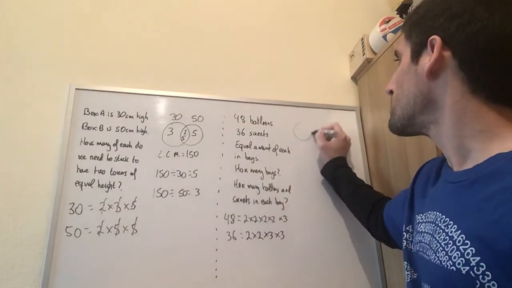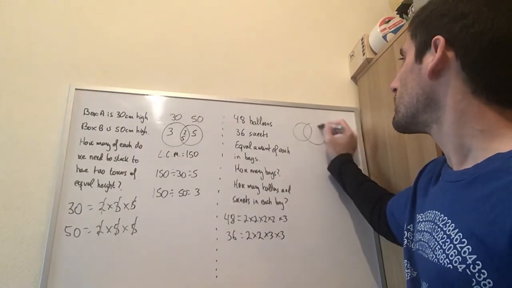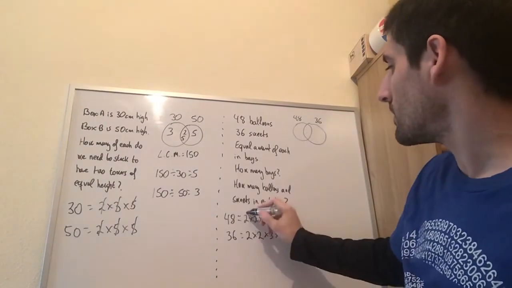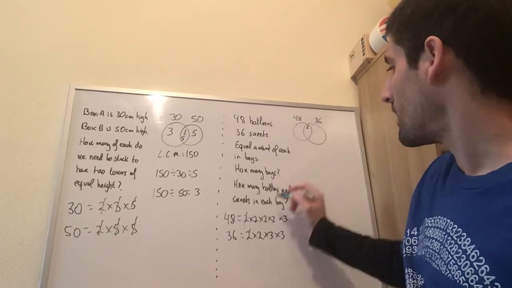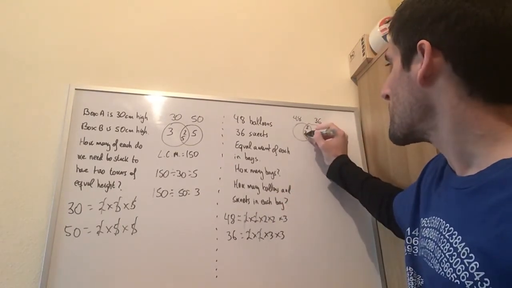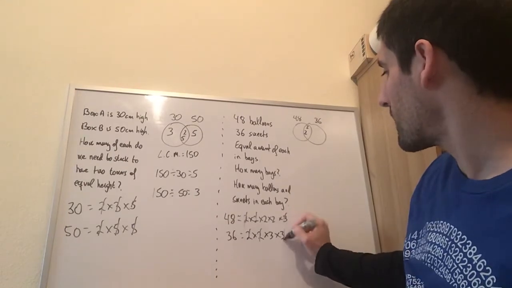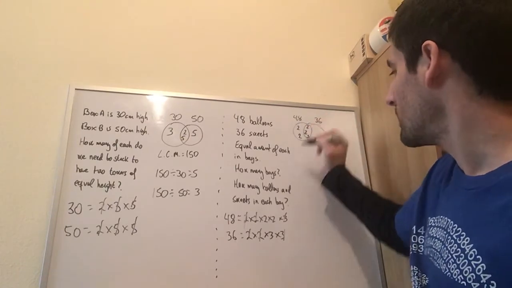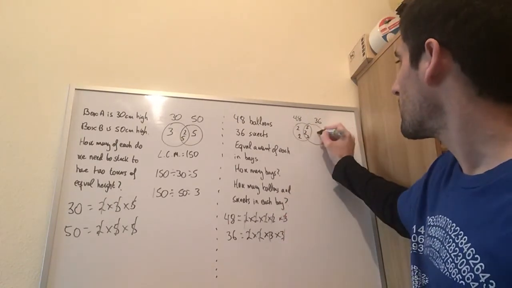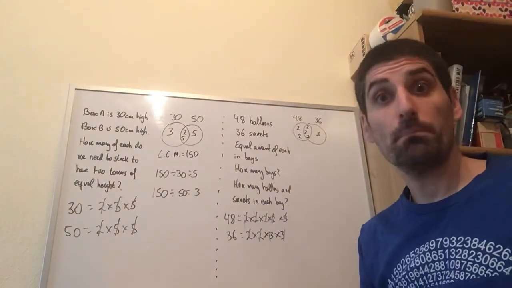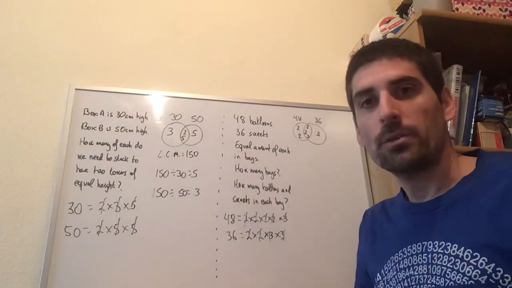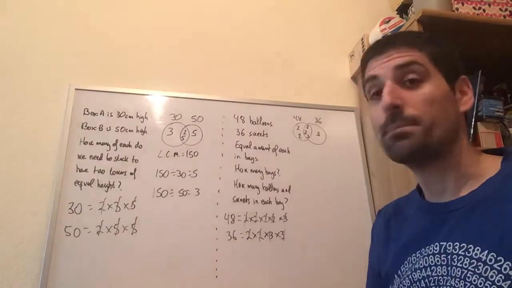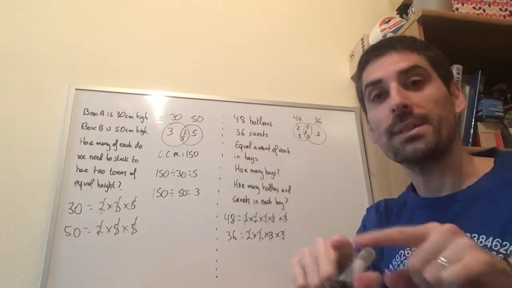Again, I am going to draw a Venn diagram. 48, 36, I've got 1, 2 in common. I've got another 2 in common. I've got 1, 3 in common, and then on the 48 I've got 1, 2 and a 2, and then that 3 goes there. Brilliant stuff. Remember, to find the highest common factor from a Venn diagram, all we need to do is multiply the common numbers, so the ones in the intersection.